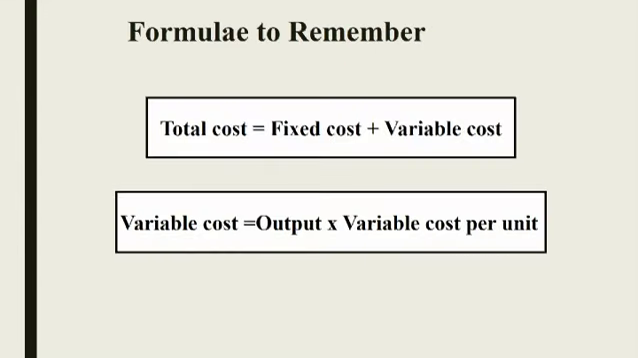Let us have a look at the formulae you have to remember. The first one is total cost is fixed cost plus variable cost. Variable cost is output multiplied by variable cost per unit.